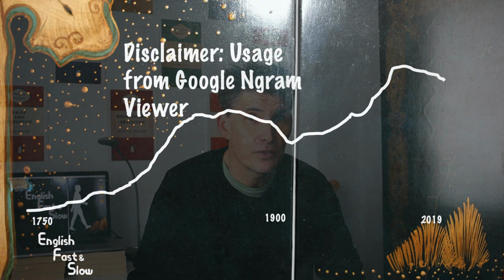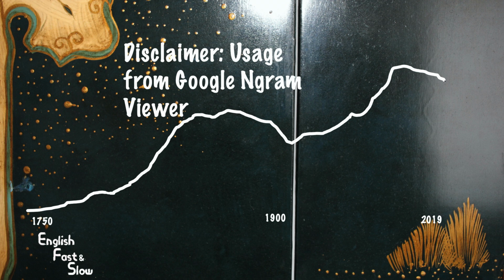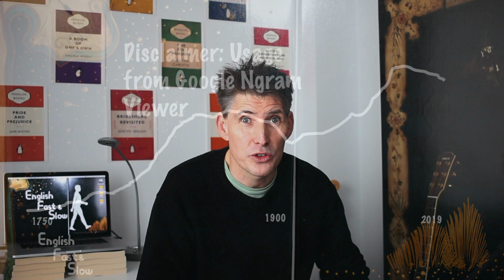Now, it wasn't really a word that existed in the English language before about 1750. Taking data from Google's Ngram viewer, which measures the frequency at which words are used within a language, we can see that the word disclaimer has become incredibly popular over the last 200 years or so.